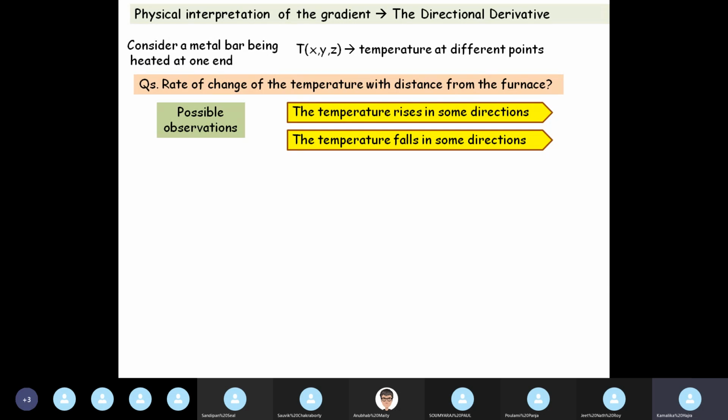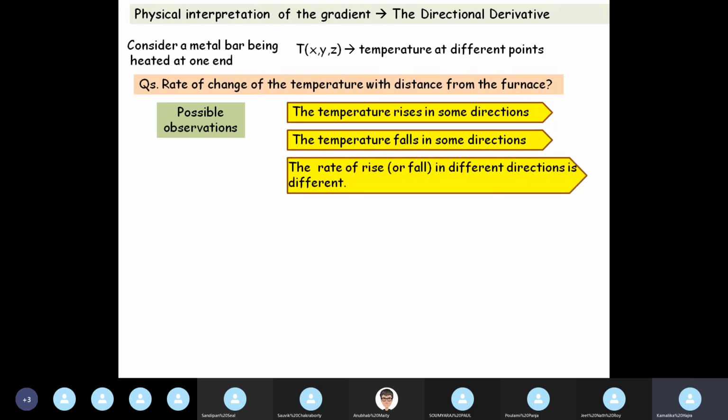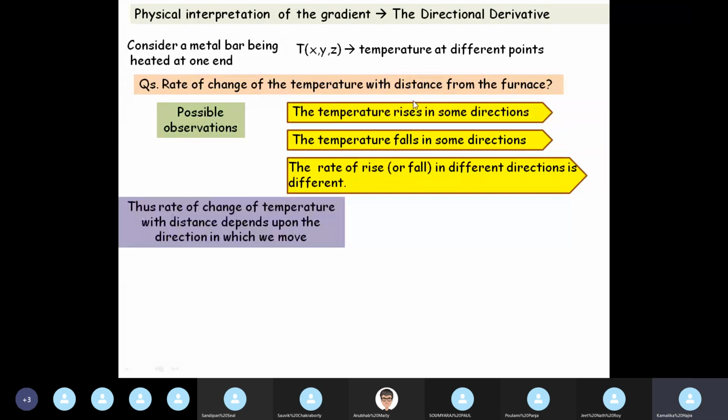So in some directions temperature rises, in other directions temperature falls, and possibly the rate of rise or fall in different directions is also different. If the bar is not a homogeneous isotropic material, then this rate may be different in different directions, all right? So we can infer that the rate of change of temperature with distance depends upon the direction in which we are moving. So if I ask you what is the rate of change of temperature, you will counter ask me, ma'am, which direction are you talking about? Are you asking me what is the rate of change of temperature if we go from near the furnace to the other end or the opposite direction?